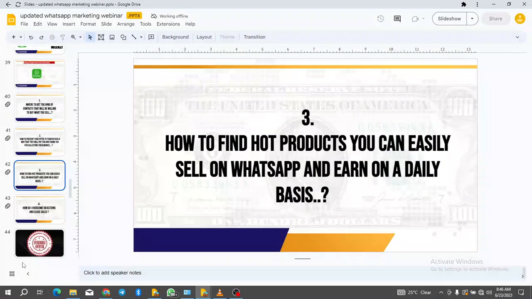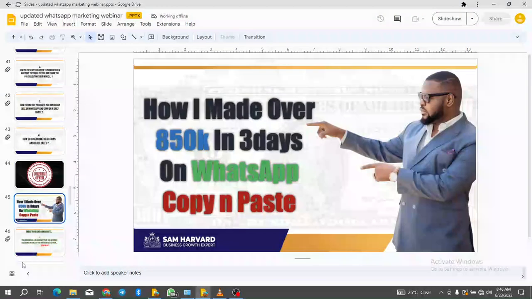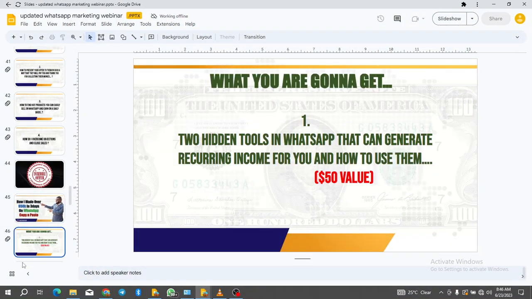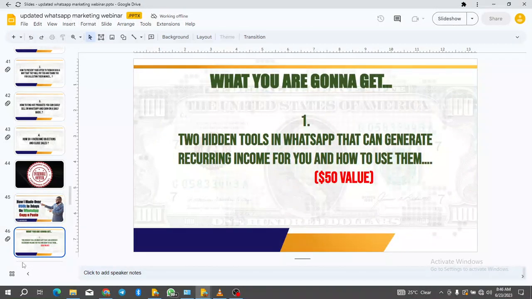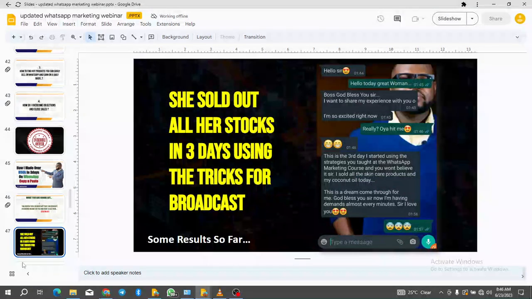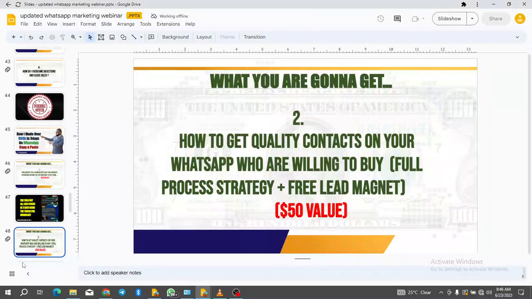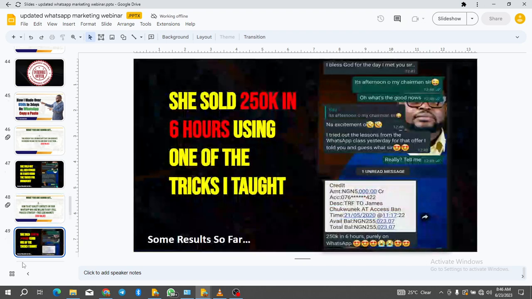Okay, now he introduced his offer. How I made over 850k in 3 days on WhatsApp, copy and paste. That is his offer. And then he's telling you what you get. Number one, two hidden tools in WhatsApp that can generate recurring income for you and how to use them. $50 value. Number two, okay, he even gave testimonial of the tools. Number two, look at again, how to get quality contacts on your WhatsApp who are willing to buy from you. Give the value again.